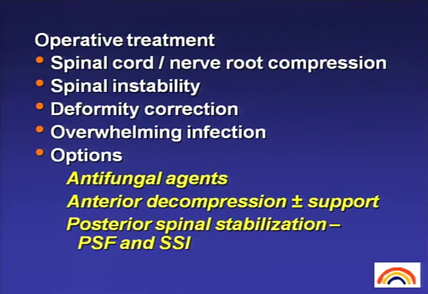Operative treatment, well, anybody who has spinal cord or nerve root compression requires decompression in order to stop the progression of the neurological involvement. Anybody with spinal instability who has a predisposition for having a neurologic injury is a prime candidate for surgical intervention. Deformity correction plays a role, but I think key to all this is to try and prevent deformity from occurring. So these are the three more common types of indications.